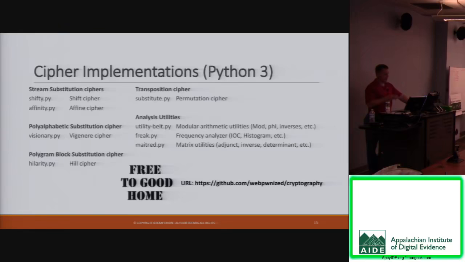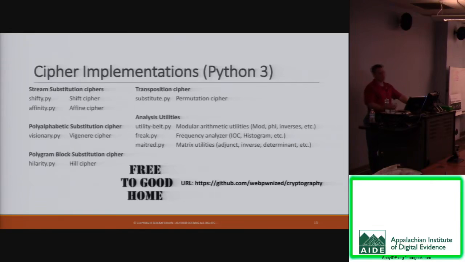The idea is that I wanted to implement a lot of the classical ciphers: shift cipher, the Vigenère, which is polyalphabetic, Hill cipher, which is one of those block ciphers we talked about, a substitution cipher or permutation cipher to do the transposition. And also some utilities that would help you do the math that's often associated with breaking these kinds of ciphers and go ahead and automate that process.